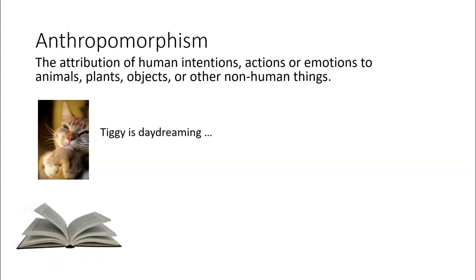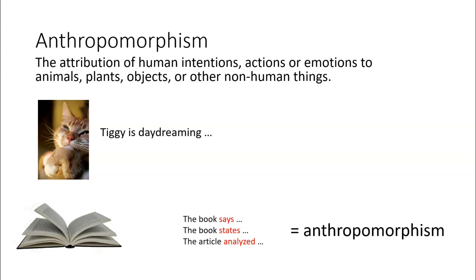But today I want to talk to you more about how I see it occurring in writing. Here are some examples of what I see students using. The book says, or the book states, or the article analyzed. I've never sat down and actually had a conversation with a book, so I don't think a book can either state or say anything. Likewise, an article doesn't have the human ability to analyze anything. So this is another example of anthropomorphism.